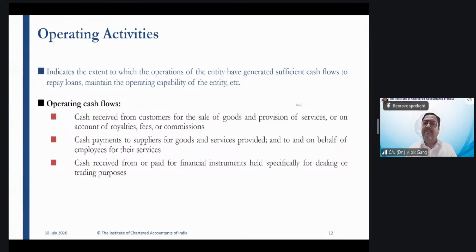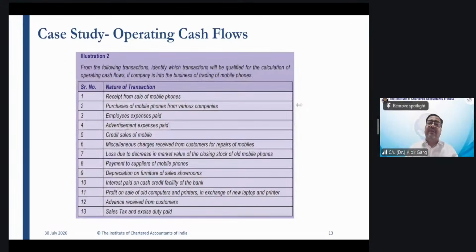We discussed the operating activity, friends. Now, let me show you a specimen cash flow statement, so that I will show you after this discussion. So let's discuss which is the operating cash flow. Which is the operating cash flow?